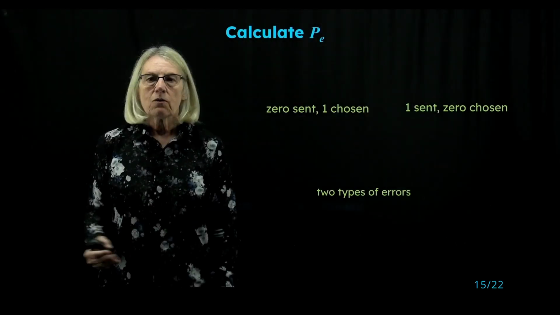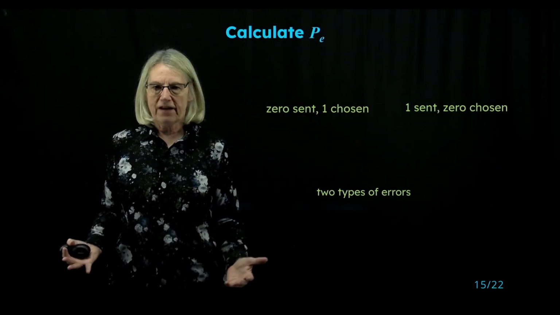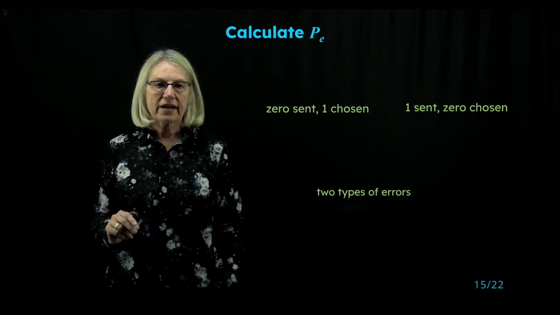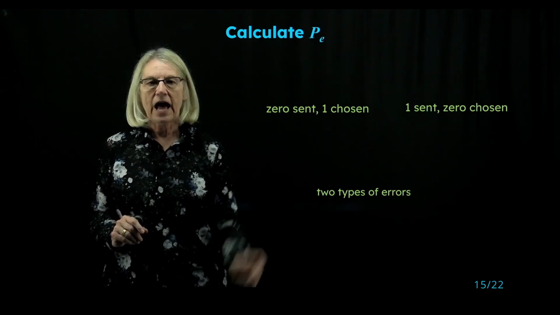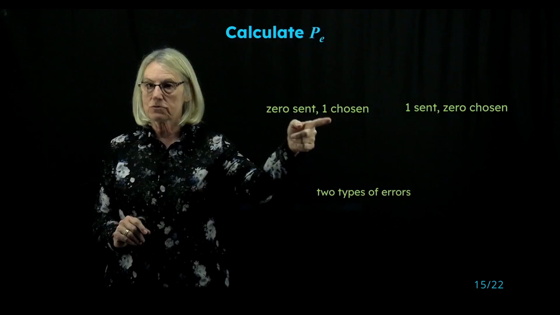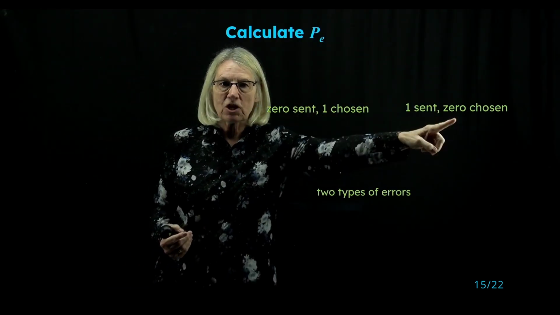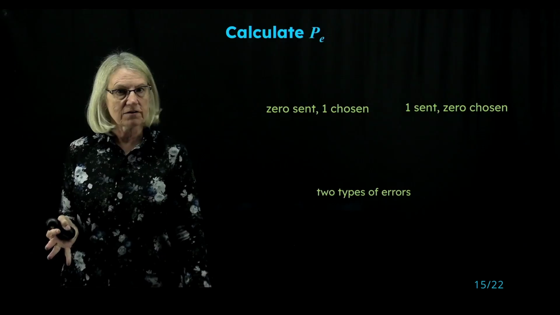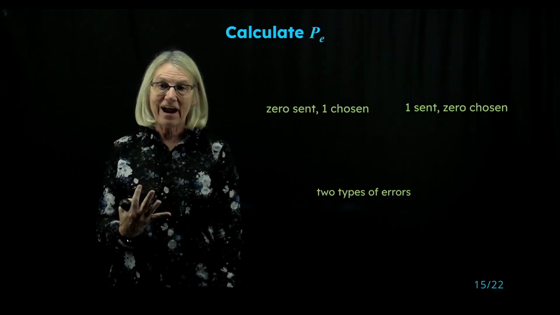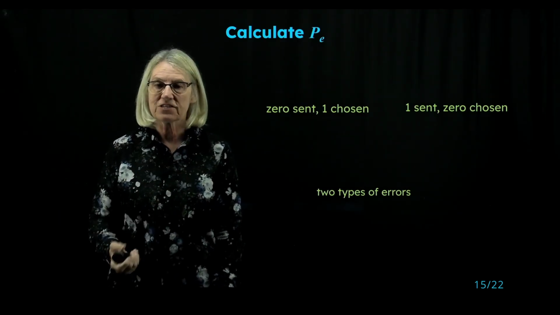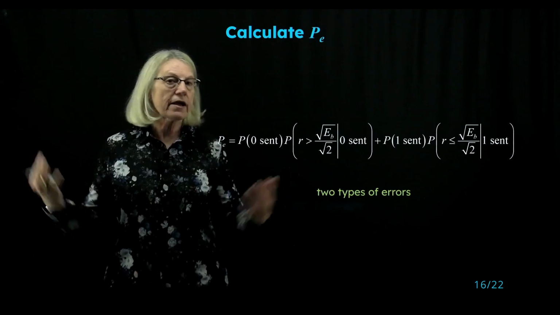So how do we calculate the probability of error? First of all, we're going to recognize that there are two types of errors. I could have sent a 0 and chosen a 1. That's an error. Or I could have sent a 1 and chosen a 0. That's also an error. So when we calculate the probability of error, we're going to have to take into account these two different types. So now I'm going to give you some math.